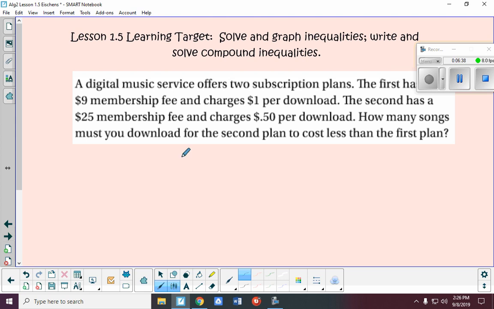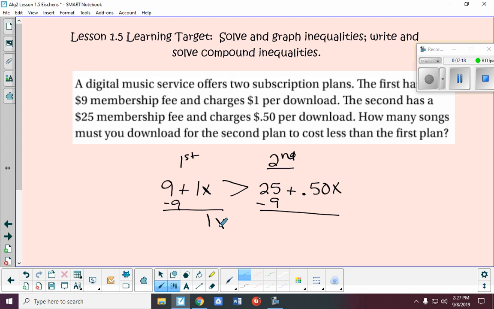Well, the first plan, it costs you $9 plus $1 times the number of downloads. So we'll call it 1 times X. The second has a $25 membership fee and it charges 50 cents per download. So 50 cents times the number of downloads. How many songs must you download before the second plan is less than the first plan? So we want this one to be less. So we have the arrow point at what we want to be smaller. The first plan then would be greater. So now we solve this inequality.